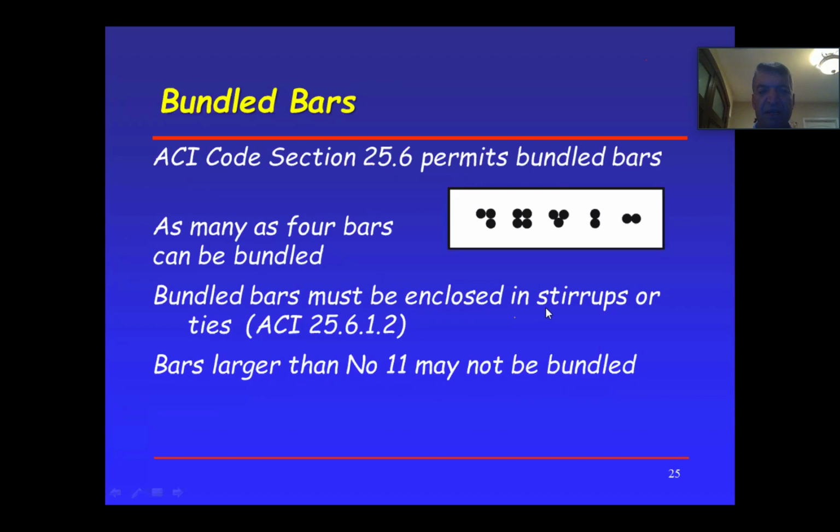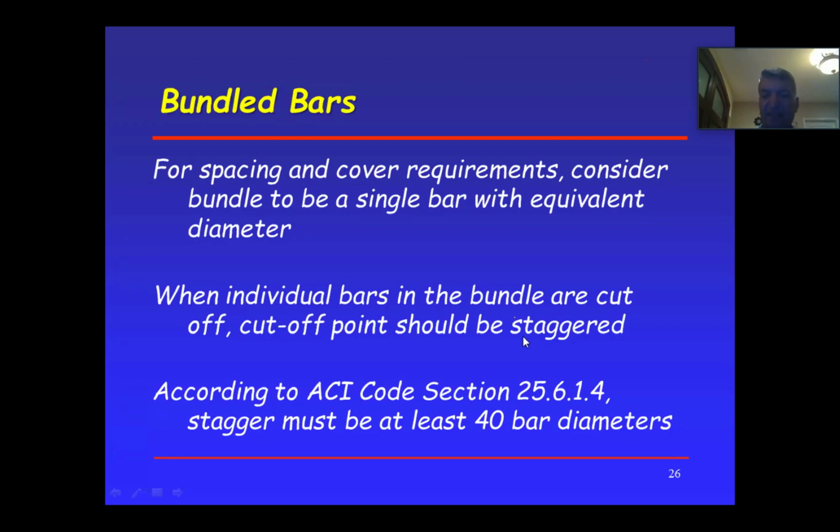Bundle bars must be enclosed. So stagger, you know what stagger means. They don't align. According to ACI code, stagger must be at least 40 bar diameters. Remember I mentioned 50 bar diameter earlier? This is close to that. See that? 40, 50. But stick to the 50. 50 is safe and easy to remember. Even here, if you want to use 50, fine. It says at least.